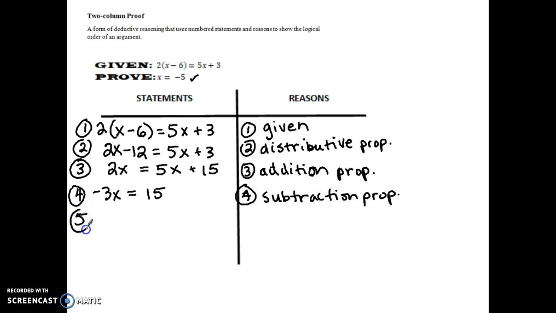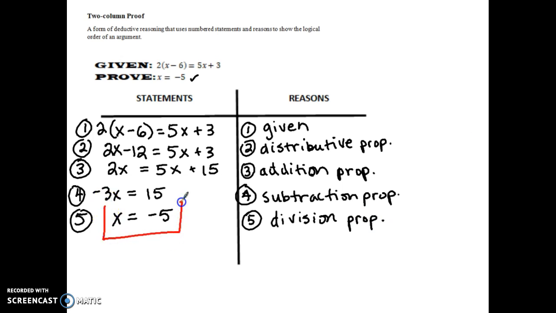So I'm just going to go ahead and divide both of these by -3. And I use division property. Very good. What I check for then, I'm looking to see if this last statement that I made matches what I'm trying to prove. Is it exactly what I'm trying to prove? Then I'm done with my proof.